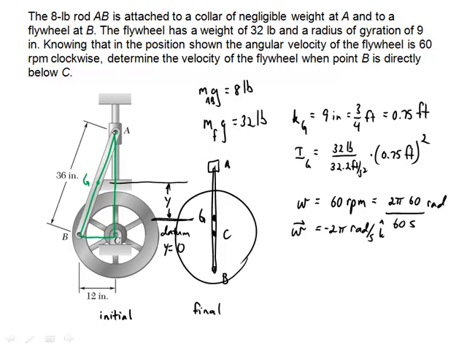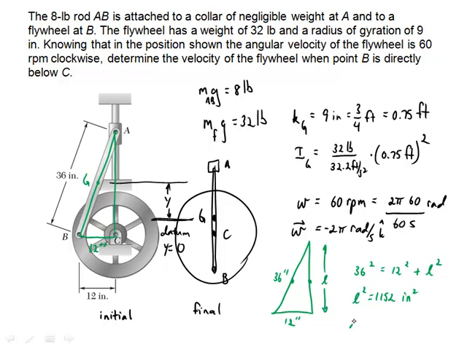And so I have a triangle, 12 inches at the base. So let's just move that over here so I can get a better look. At 36 inches here, 12 inches here. And the center of gravity is in the middle of the bar, which will put it at the middle there. So what is my y distance? Well, 36 squared equals 12 squared plus L squared, where L is its total height there. So L squared is equal to 1152 inches squared. And so L is equal to 33.94 inches, or 2.83 feet.